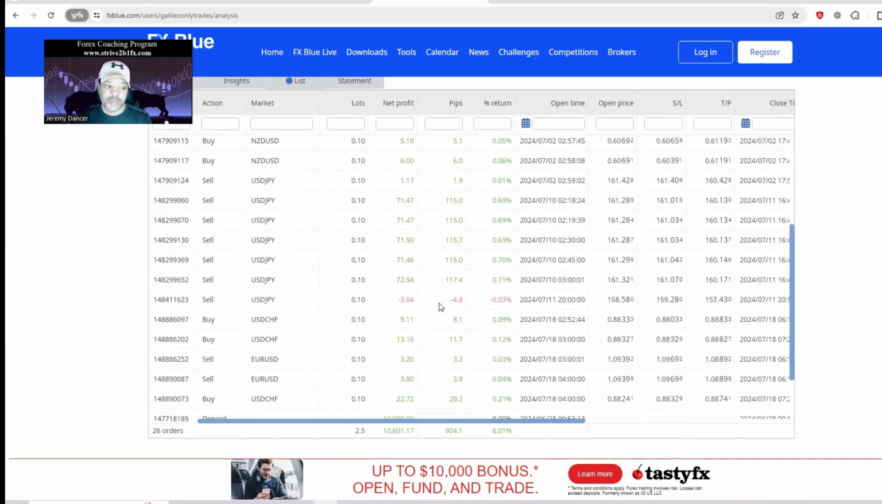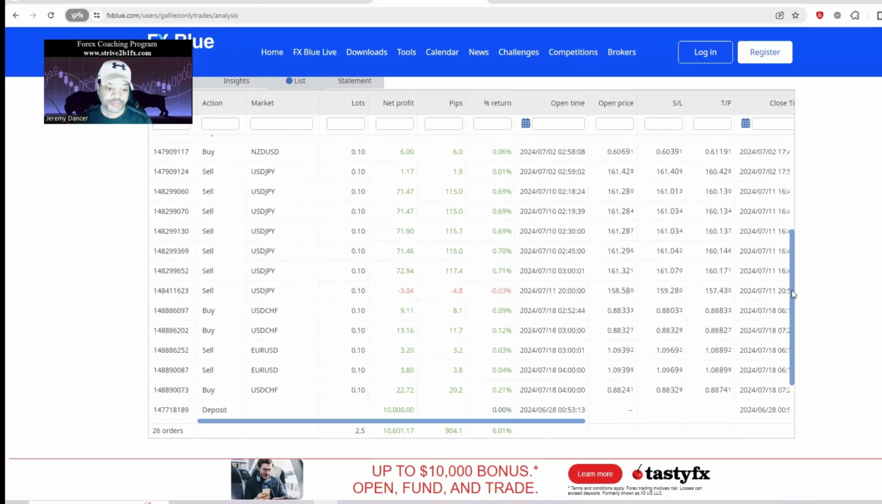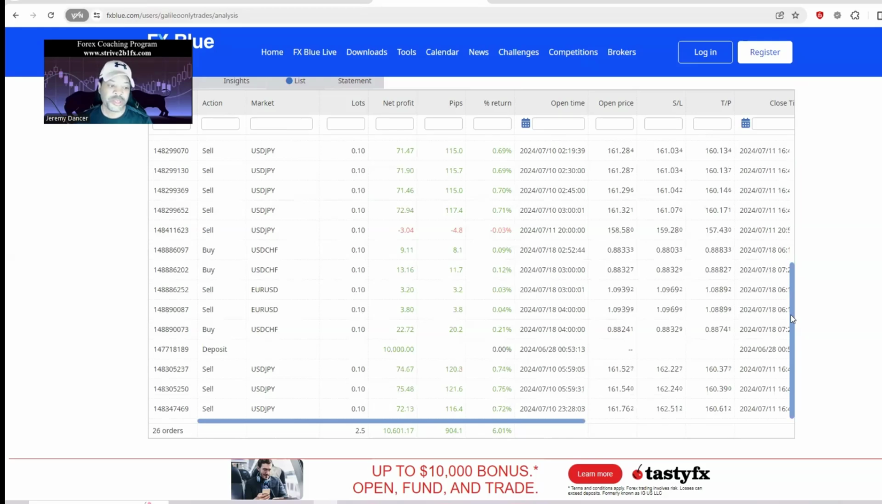And sometimes you'll see a very small loss like this. That's because Galileo opened up a trade when I was either asleep or not in front of my computer, and I didn't want it to have any more open trades. So when I see stuff like that, I manually close those, and that's why you see this loss right here. But otherwise, doing very well.